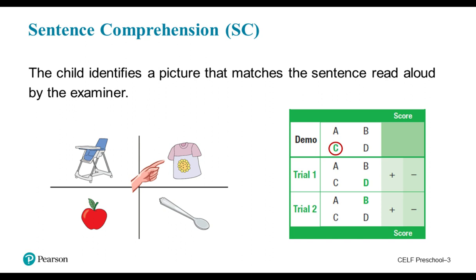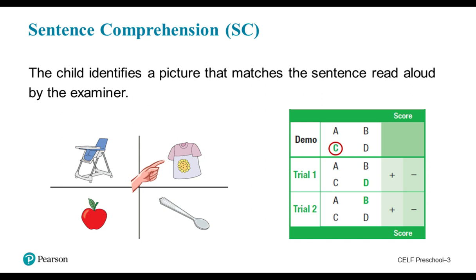Okay, so we'll go ahead and talk about each subtest. The sentence comprehension assesses language structure receptively. For the sentence comprehension subtest, the child identifies a picture that matches the sentence read aloud by the examiner. To present the items, the examiner uses the stimulus book to show the picture stimuli and the record form to document responses. So here's an example of the demo item.